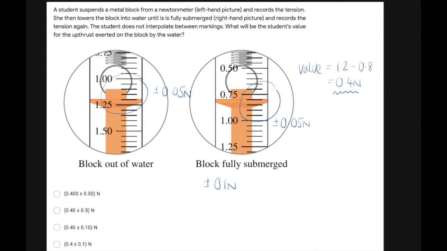So our answer must be 0.4 newtons plus or minus 0.1, and the answer is going to be D, because when we have these absolute uncertainties, it's only reasonable to estimate to one significant figure. That is why our answer will be D rather than C.